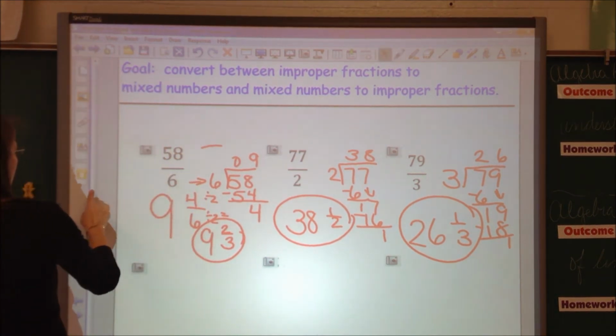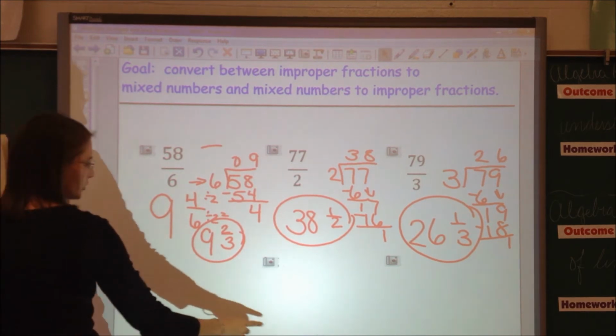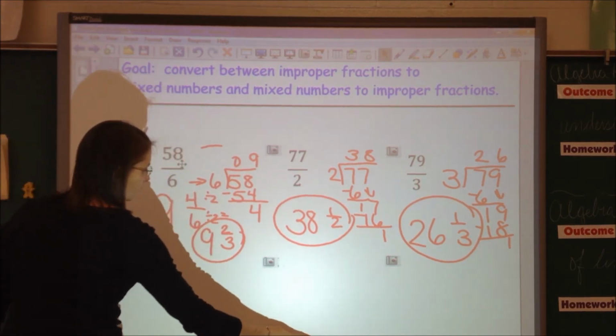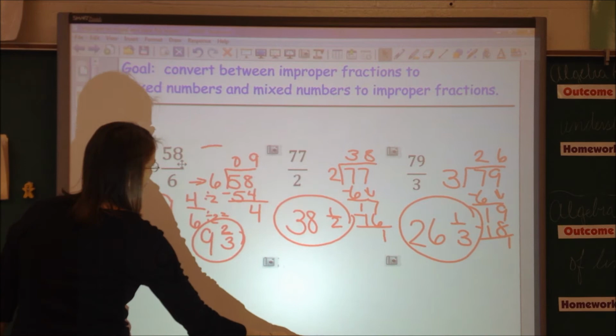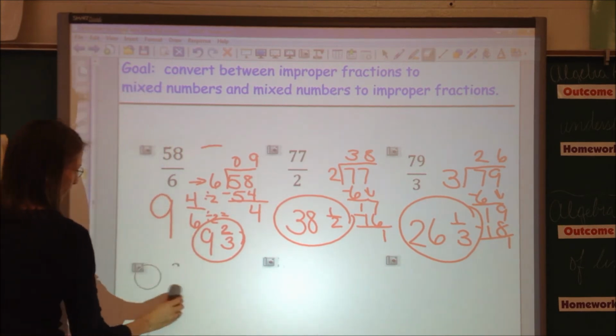Now we're going to go the other way, unless I've changed something and I don't know it. Oh, it doesn't seem to want me. Let me do it.